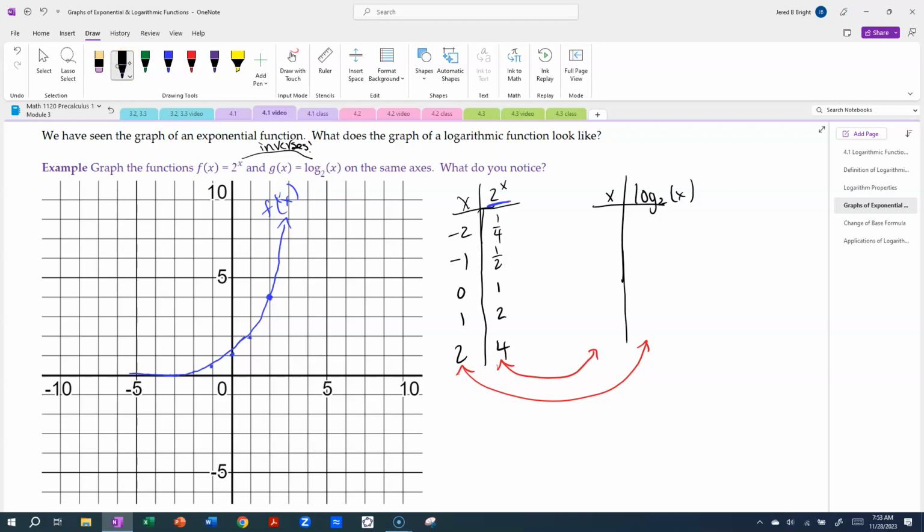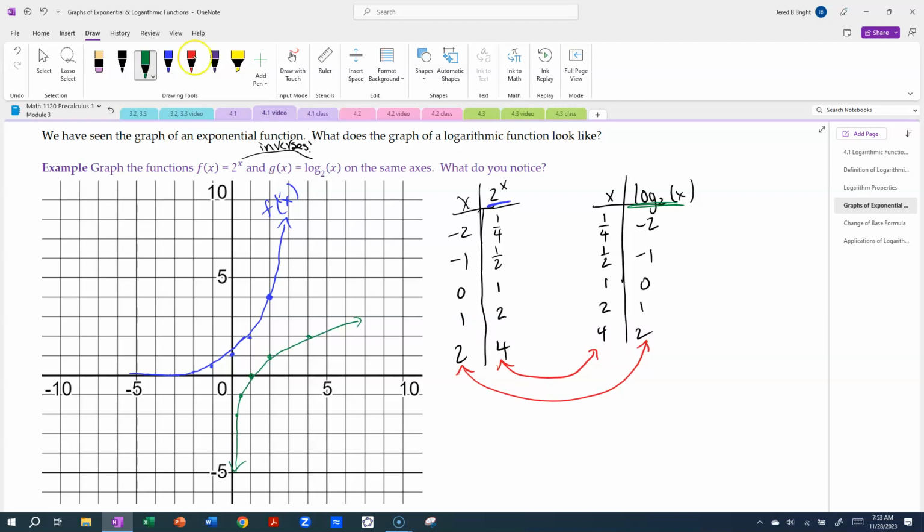So the coordinates that I would have: I'm just going to write these x values 1/4, 1/2, and then 1, 2, and 4. And then for the y values, that would be the x values from the exponential, so -2, -1, 0, 1, and 2. Let's put this in green. So I'd have the point (1/4, -2), then (1/2, -1), (1, 0), (2, 1), and (4, 2). So I get something like that.